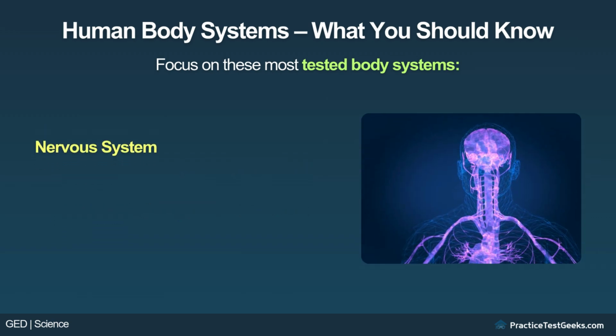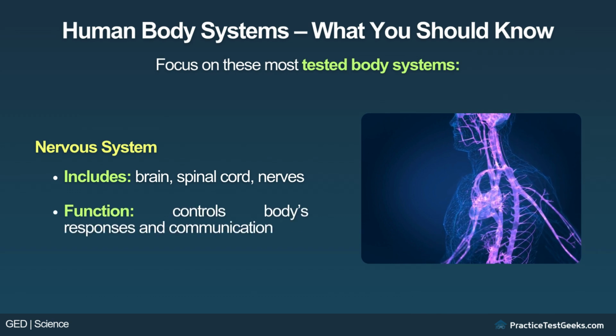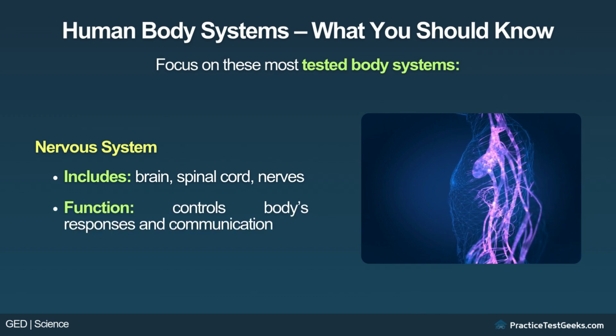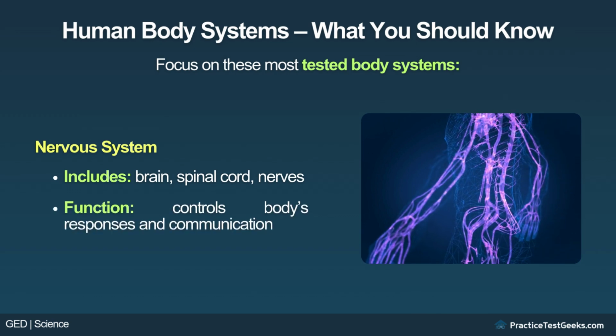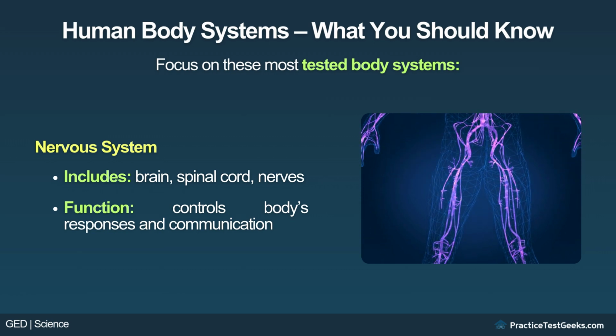Next is the nervous system, which includes the brain, spinal cord, and nerves. This system controls the body's responses and internal communication. It's responsible for your senses, reactions, and coordination.